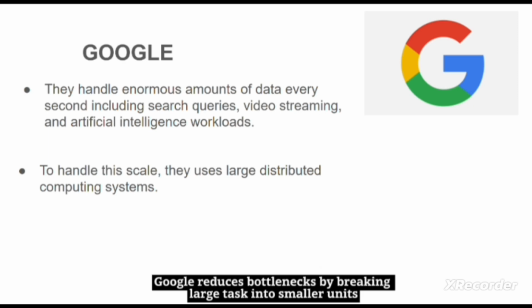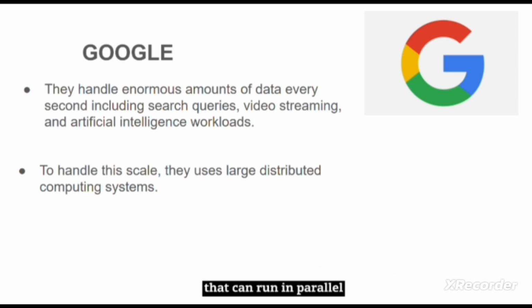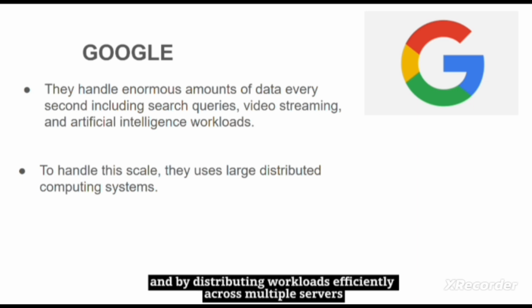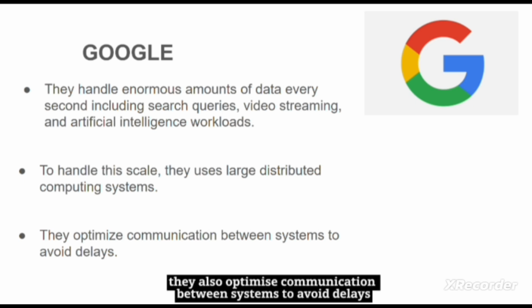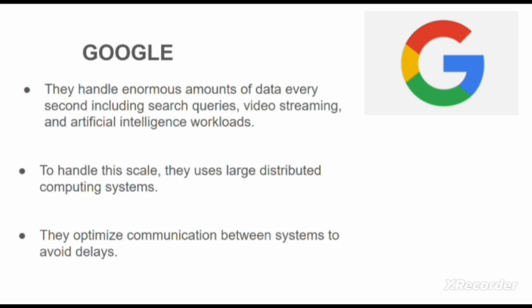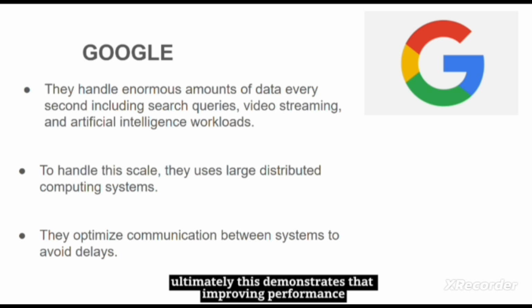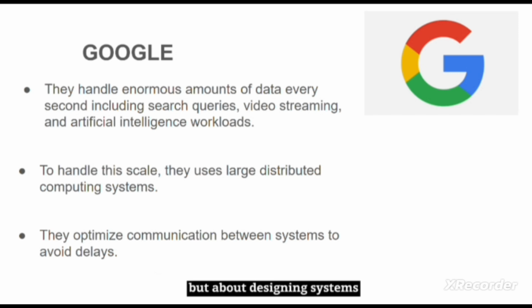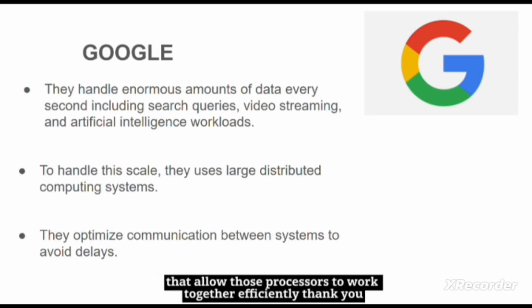Google reduces bottlenecks by breaking large tasks into smaller units that can run in parallel and by distributing workloads efficiently across multiple servers. They also optimize communication between systems to avoid delays and ensure smooth performance even under heavy workloads. Ultimately, this demonstrates that improving performance in parallel computing is not just about adding more processors, but about designing systems that allow those processors to work together efficiently.